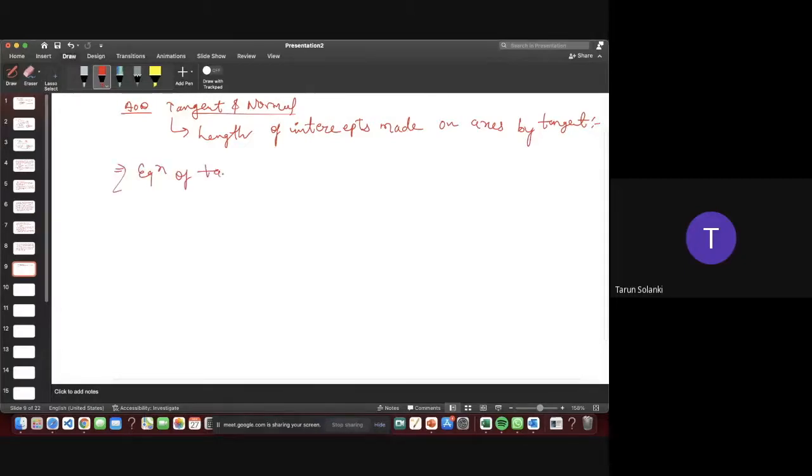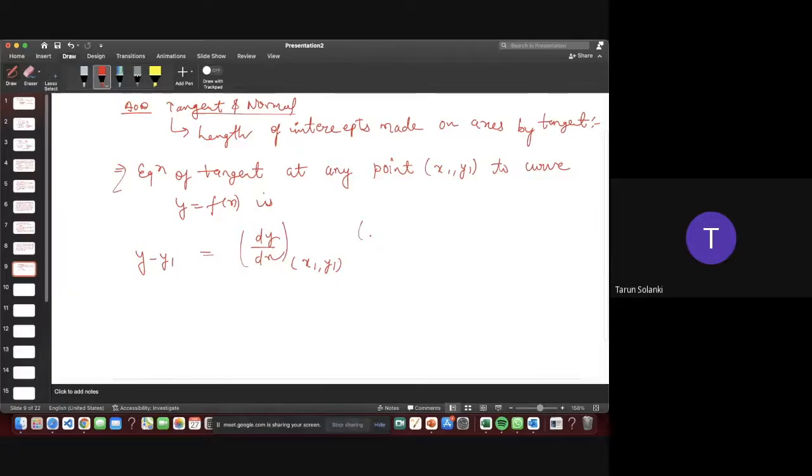Equation of tangent at any point x1, y1 to the curve y equals f of x is y minus y1 is equal to dy by dx at x1, y1, times x minus x1. This is the first.